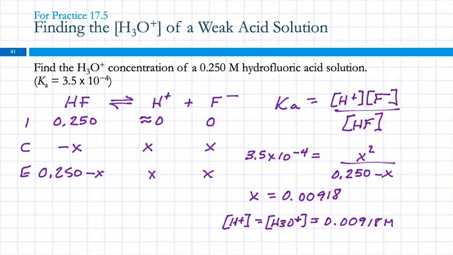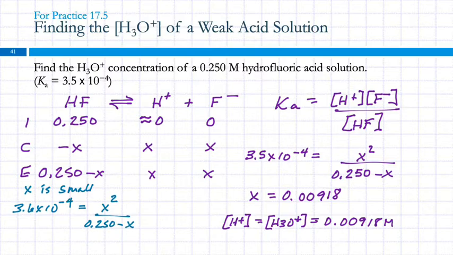So, using x is small, we've got 3.6 times 10 to the minus 4 is equal to x squared over 0.250 minus x. And in the x is small approximation, we're saying that x is small enough that when we subtract it from 0.25, it doesn't make any difference. So we just leave that out. So x ends up being the square root of 0.250 times 3.6 times 10 to the minus 4.